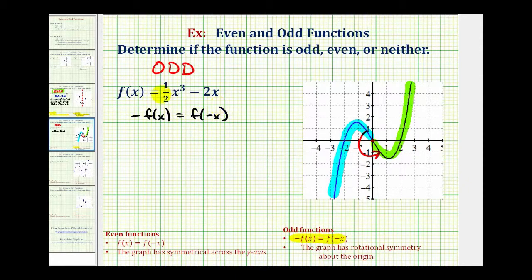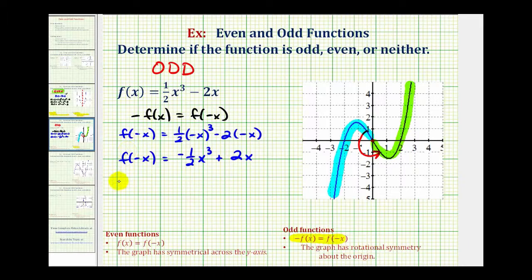Let's start with f of negative x. F of negative x, we'll substitute negative x for x in our function, so we'd have 1/2 negative x raised to the third minus 2 times negative x. So this would be negative 1/2 x cubed. If we have an odd number of negatives, the product will be negative. This is going to be plus 2x.